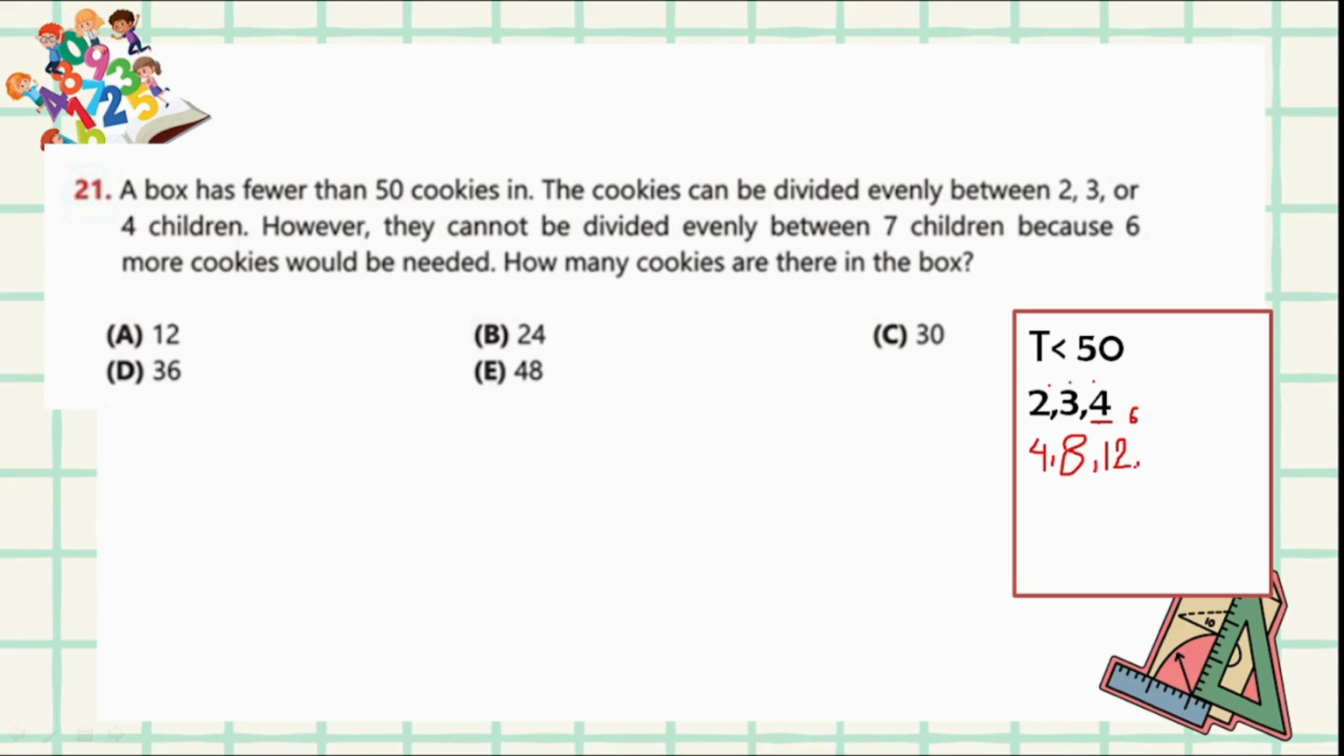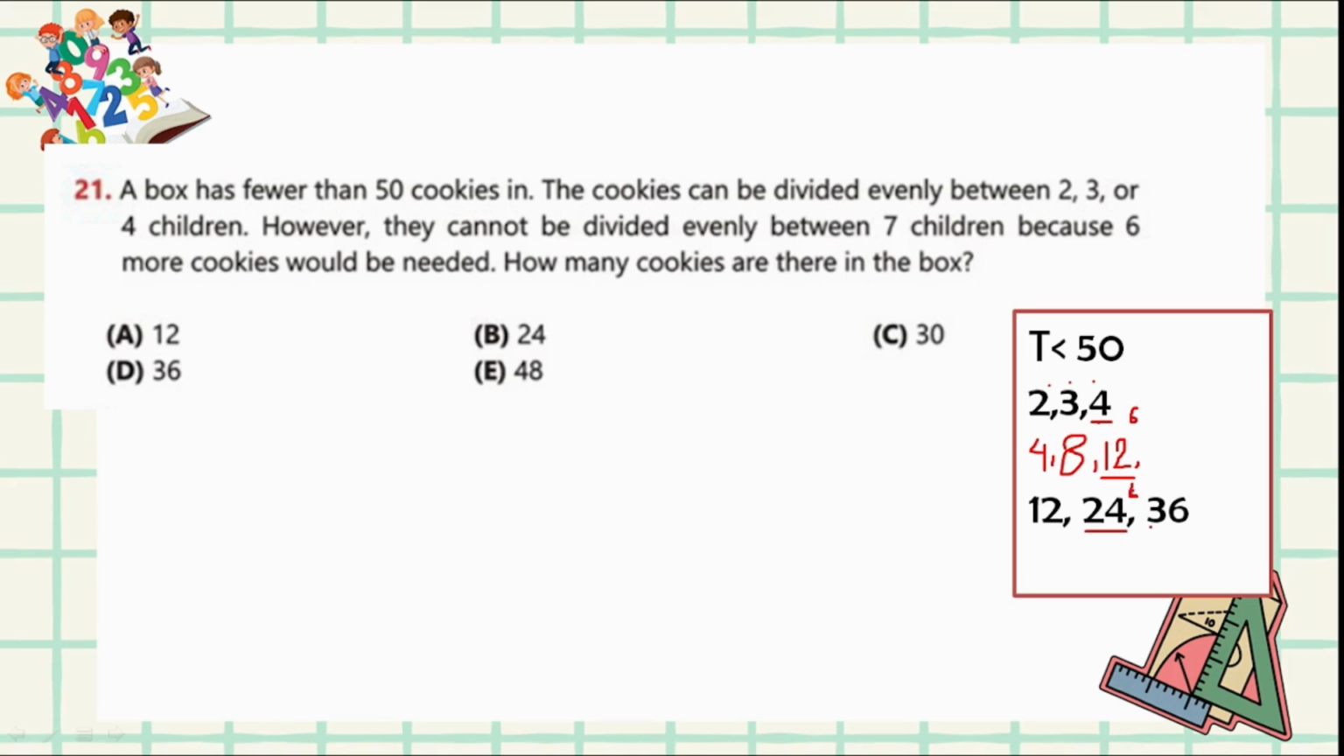So we can try some other numbers as well. If it's 12, then the next option will be 24, because 12 was divisible by 2, 3 and 4. So I just doubled 12, or I read the table of 12 here. So 12 twos are 24. 24 is divisible by 2, 3 and 4. But if we add 6 to 24, the total will be equal to 30, which is not divisible by 7.